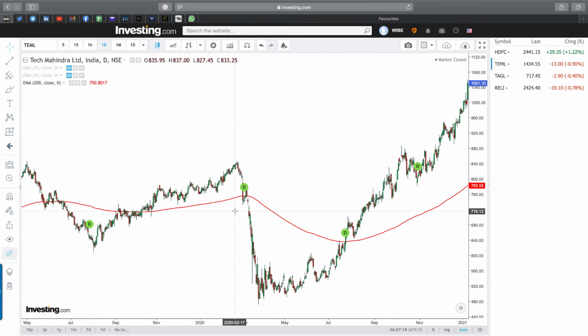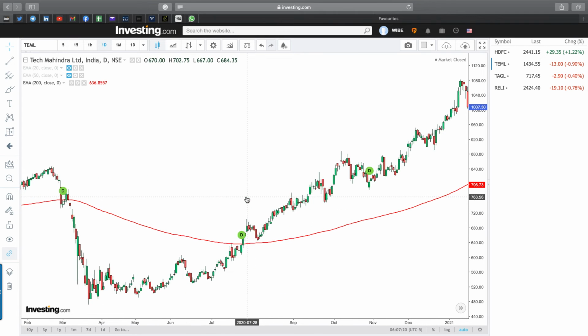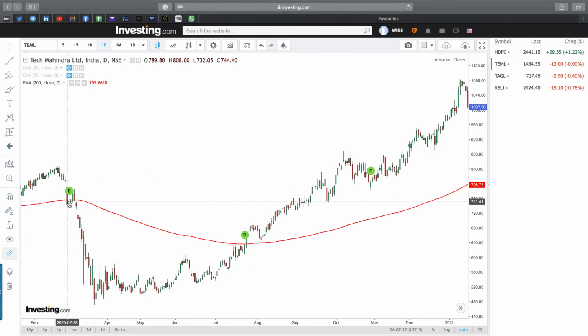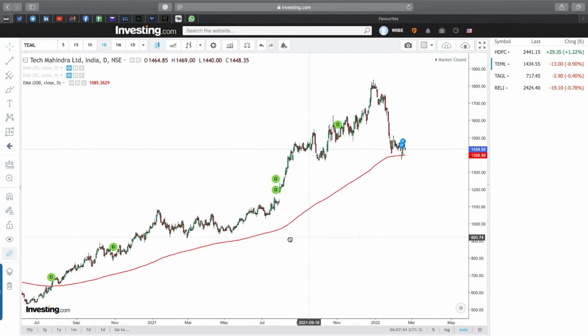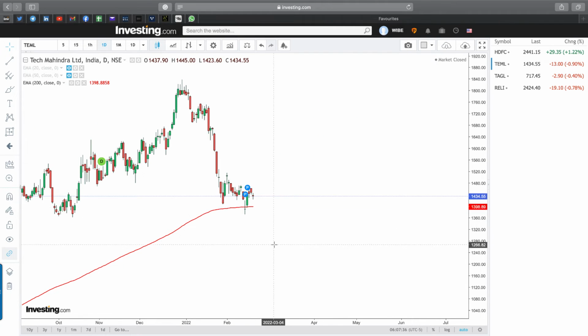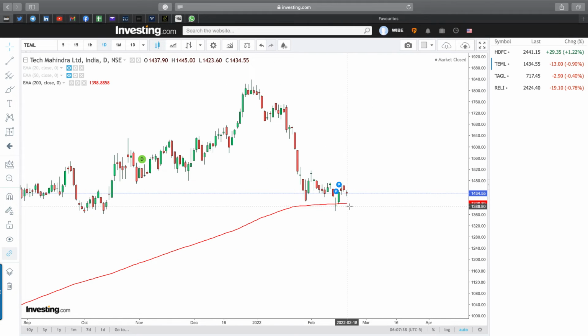And then if you see the COVID crash, this is the area where, if somebody would have sold the stock here, it's easier said than done, but this acts as a thumb rule, right? They would have prevented so much of the drawdown, and then they would have bought here, and then you can see the rally, right? And still Tech Mahindra has not crossed below the 200-day moving average.